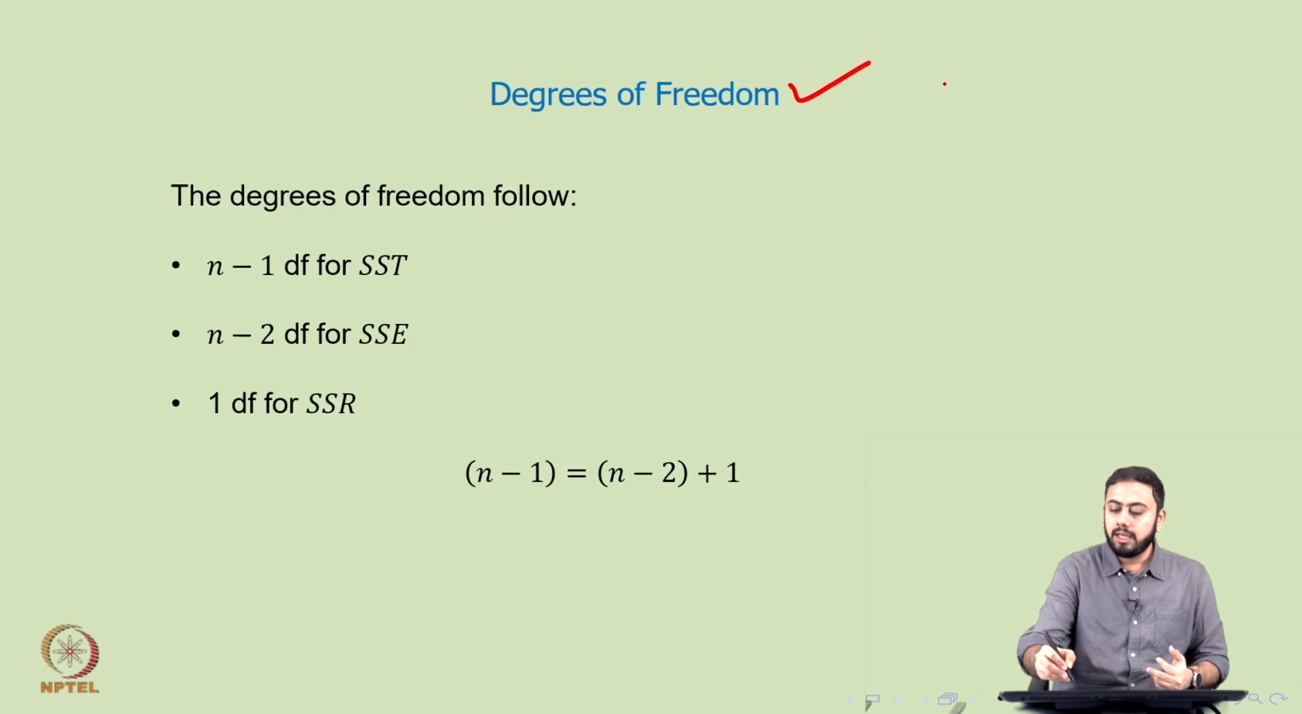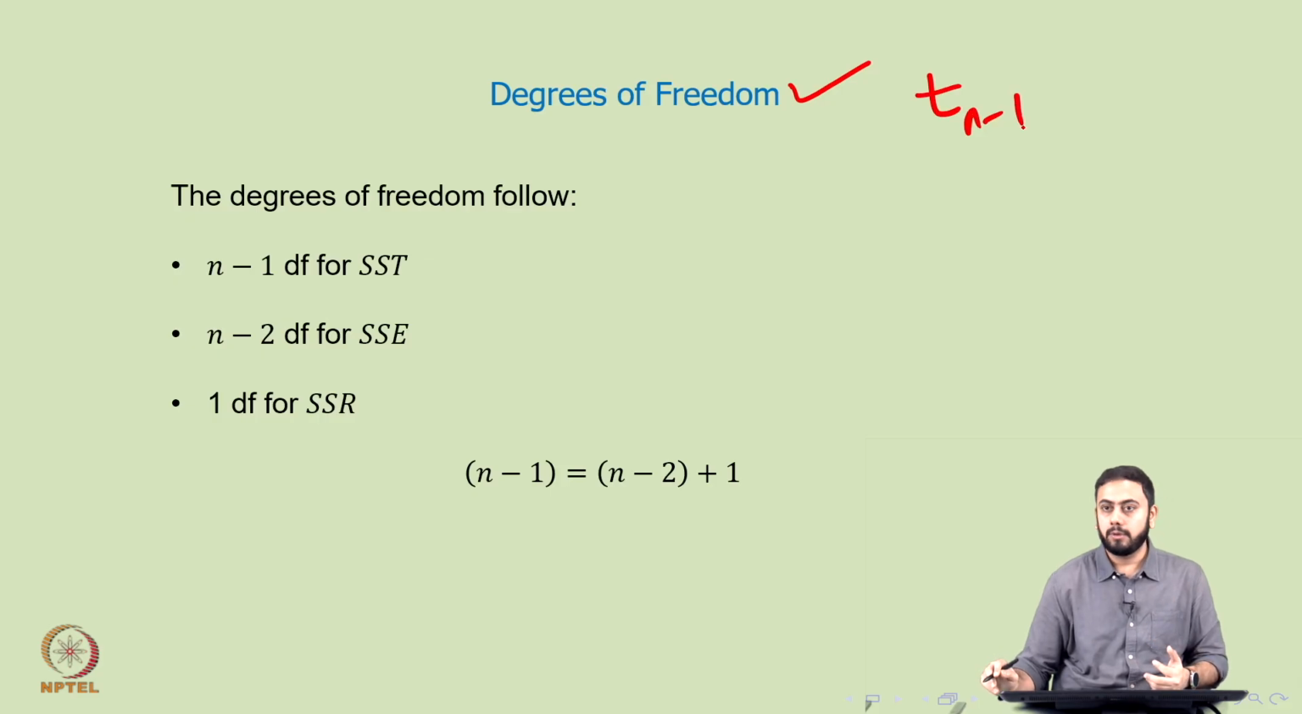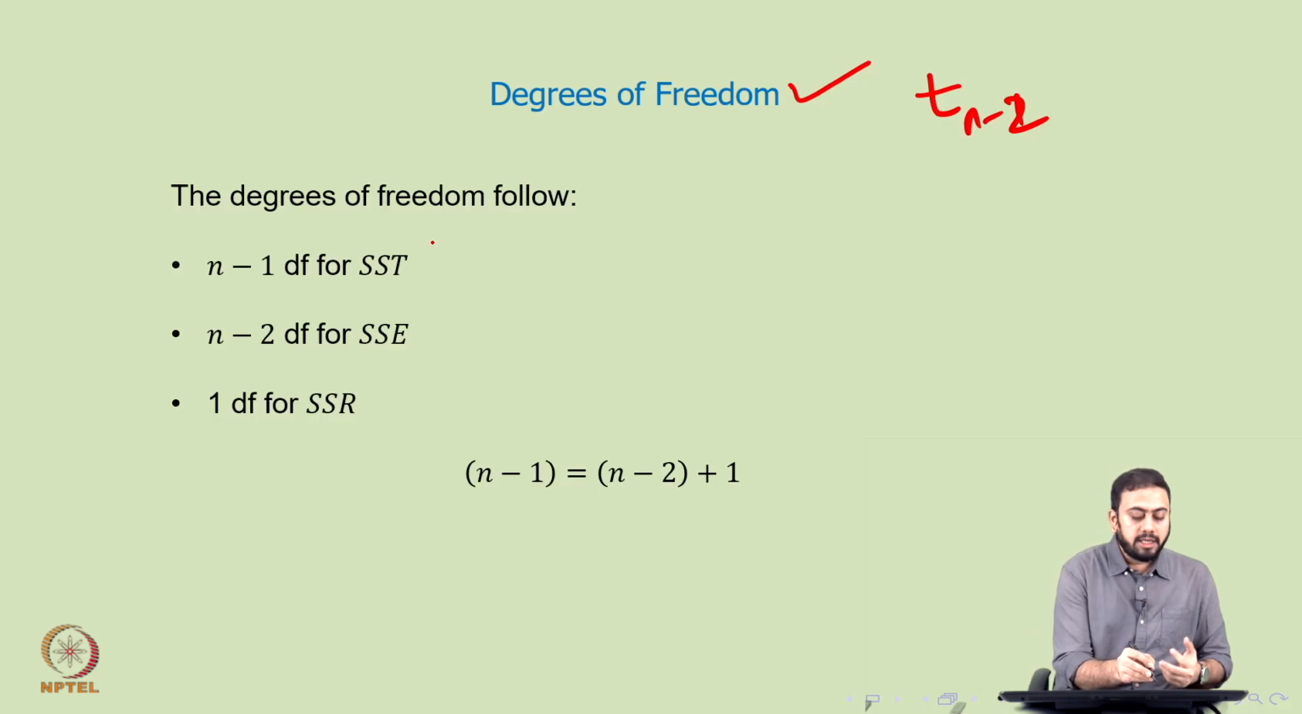For example, even in the last session we talked about a t-test where you're testing beta 1 equals 0 against beta 1 not equal to 0. There the distribution of the test statistic was a t distribution with n minus 2 degrees of freedom, my bad. But now we'll try to understand how many degrees of freedom there are for each of the sums of squares you saw on the last slide. Naturally, n minus 1 degrees of freedom are there for SST.